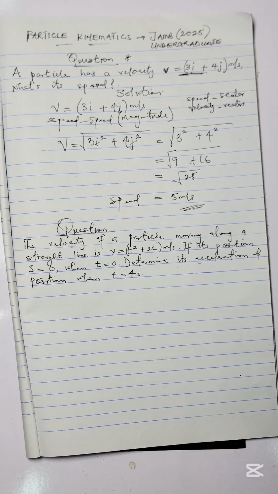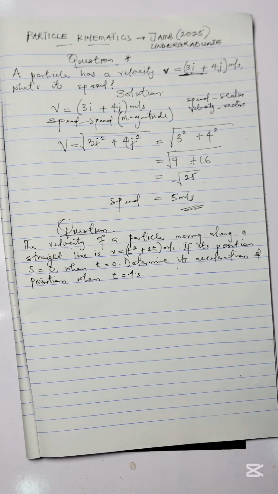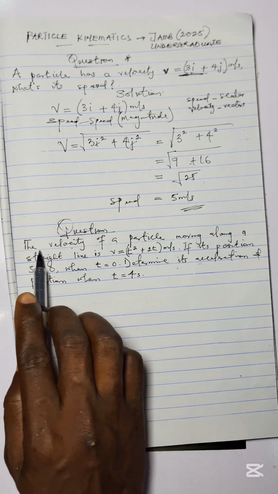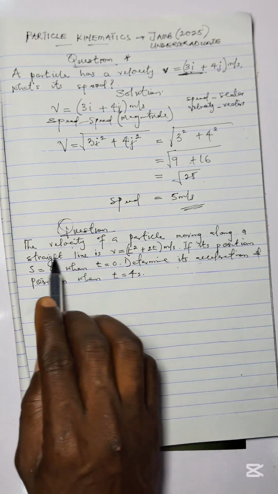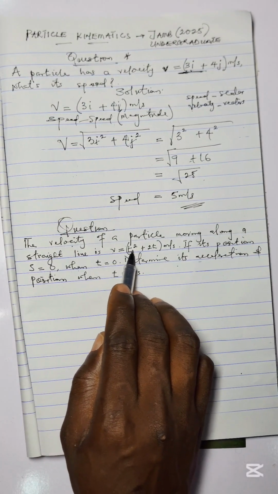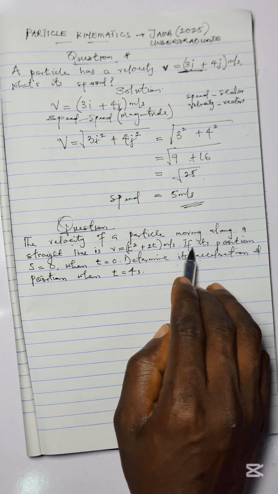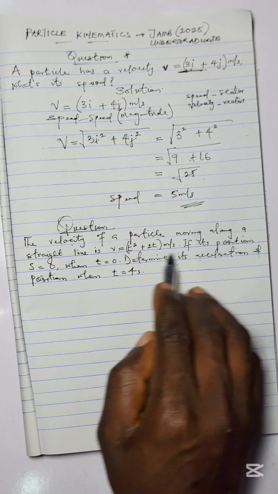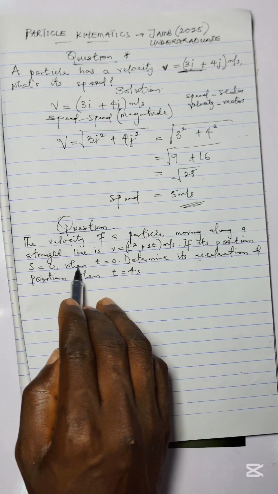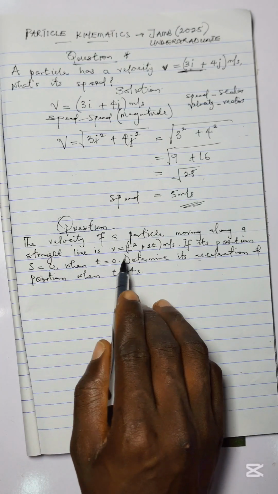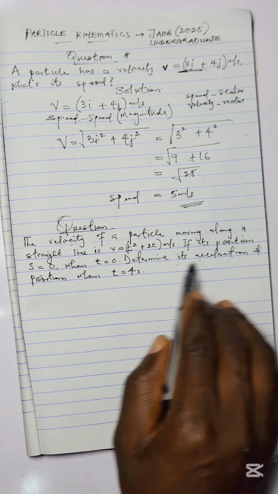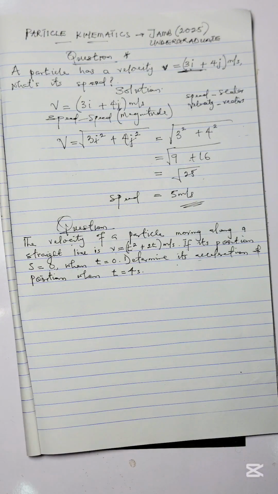So that's just that. Now this second question is a question from particle kinematics proper. The question reads that the velocity of a particle moving along a straight line is v is equals to t squared plus 2t in meter per second. That is the unit of velocity. If its position s is equals to 0 when time t is equals to 0, we're asked to determine its acceleration and position when time t is equals to 4.